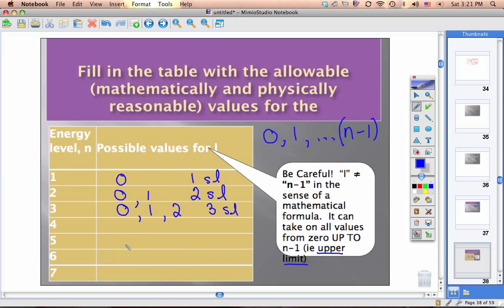And we could hop on down to 6. It'd be 0, 1, 2, 3, 4, and 5 would be our possible sublevels. So 6 sublevels for n equals 6. And the designation for these is going to have some overlap associated with them, as you'll see.